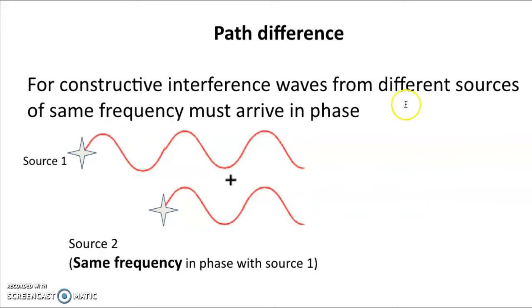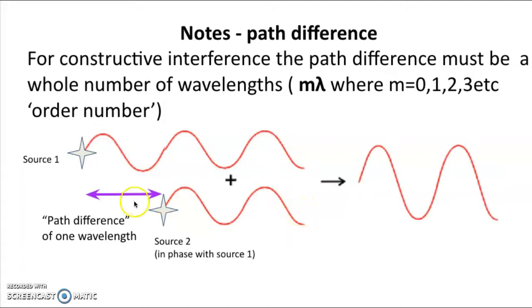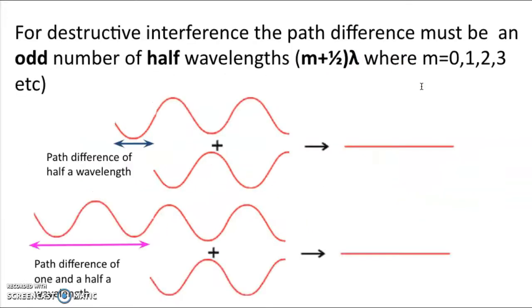If we take two sources, source 1 and a second source, which has the same frequency and is in phase with source 1 but in a different location, then the two waves take paths that differ by one wavelength, but they arrive in phase. You can see that by the time source 1's wave arrives at the same distance as from source 2, they're both doing the same thing at the same time, and you've got constructive interference. In that case, the path difference must be mλ, where m is an integer, 1, 2, 3, 4, and that's the order number of the interference.